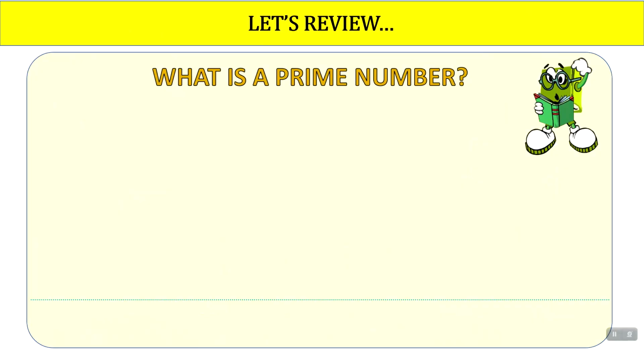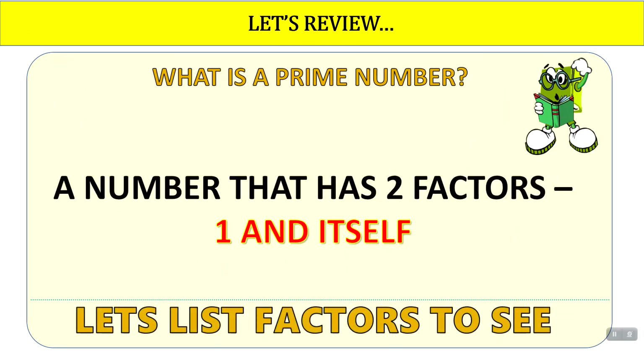First, let's review what a prime number is. A prime number is a number that has only two factors, those being 1 and itself. So let's list some factors of some numbers and see what we find.